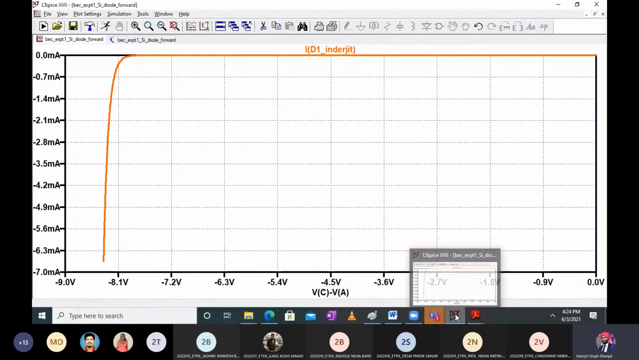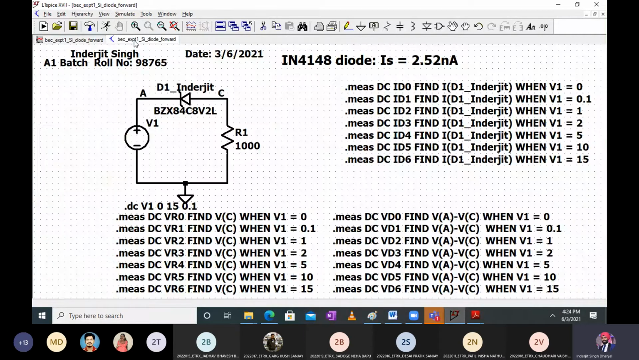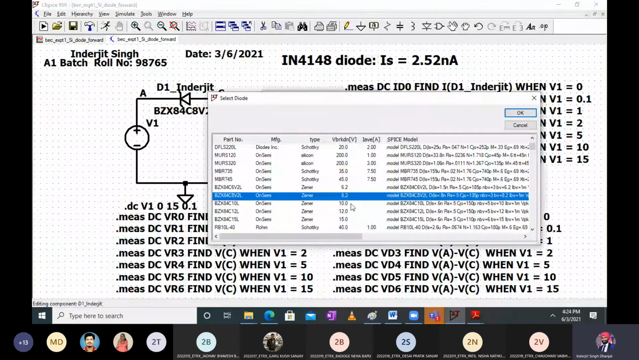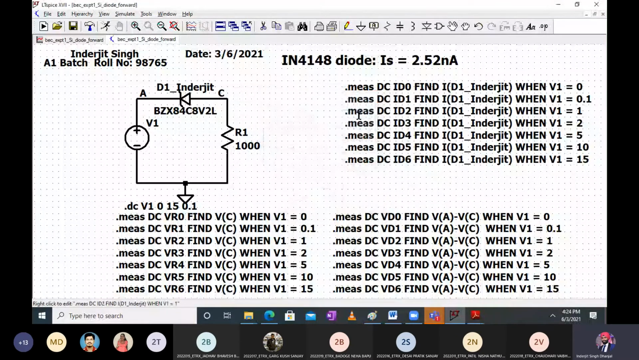Okay, so you don't take 8.2 only, you can take a variety of Zener diodes from the options. Someone can take 6.2, someone can take 10, but don't exceed 12 volts. That's the only request, because the supply voltage we are giving is 0 to 15, and if you select 15 volts, it might not show.